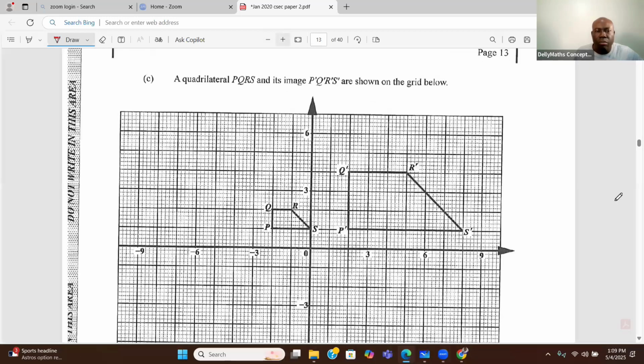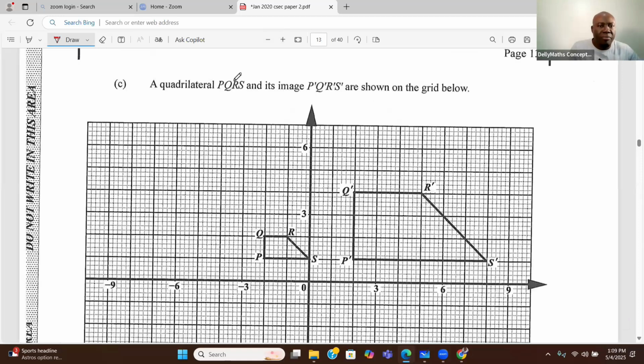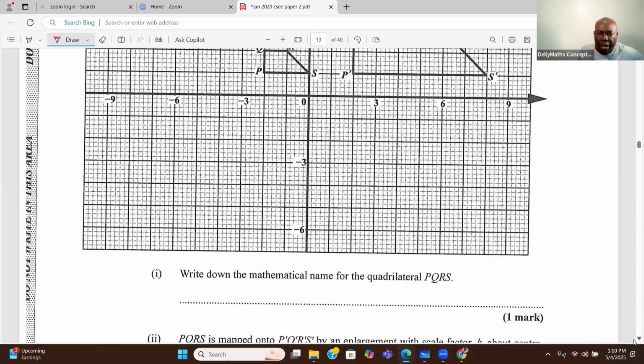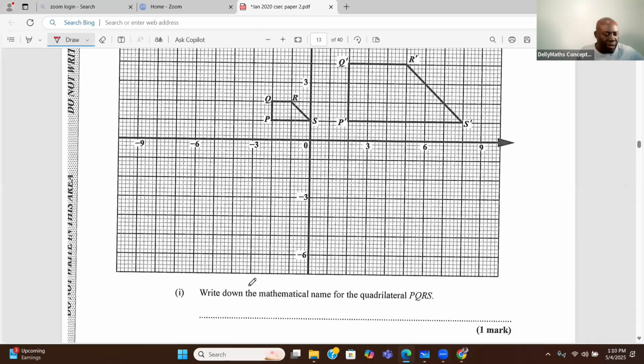So the question says, a quadrilateral PQRS and its image P prime, Q prime, R prime, S prime are shown, right? Okay. All right. So you're looking at that on your screen. It says write down the mathematical name for this. Anybody remember what name this is?